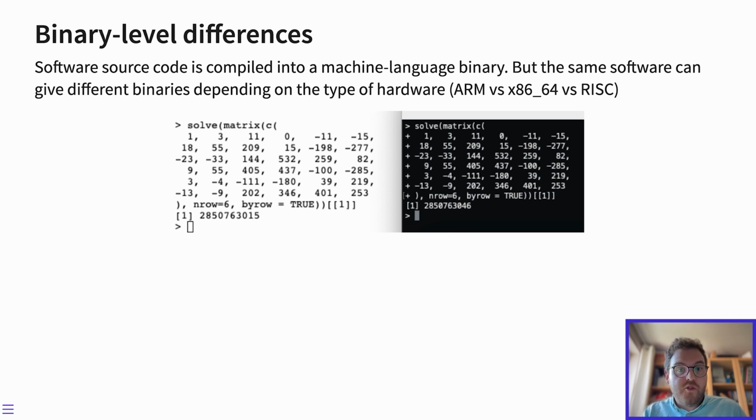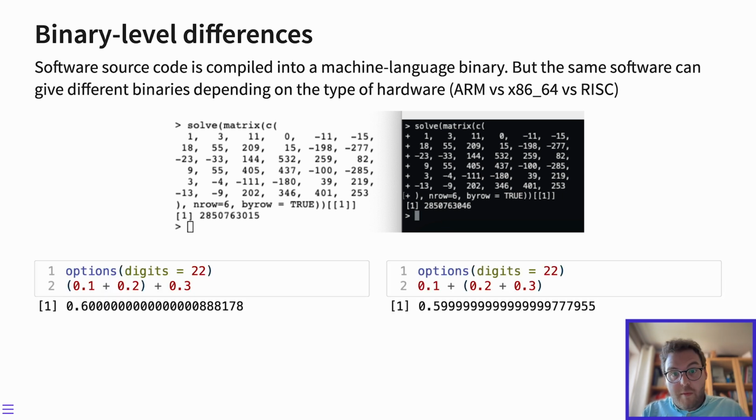In this case, there's two different operating systems running those consoles. And you'll see that on the left, the result ends in 3015. And on the right, it ends in 3046. And you do get slightly different answers with this example. The reason for this, by the way, is something called floating point determinism. So you can demonstrate this easier with this example.